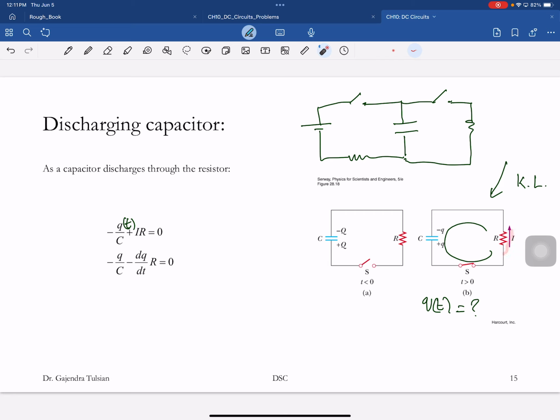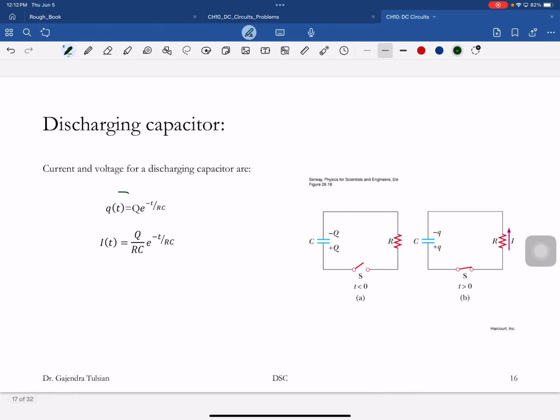The current I: see what is happening as the capacitor is discharging. What is happening to Q? Q is decreasing. So I is minus dQ/dt, because dQ/dt is negative, Q is decreasing, and so I is negative dQ/dt. So there is your differential equation. And you can solve this differential equation, and there is the solution.